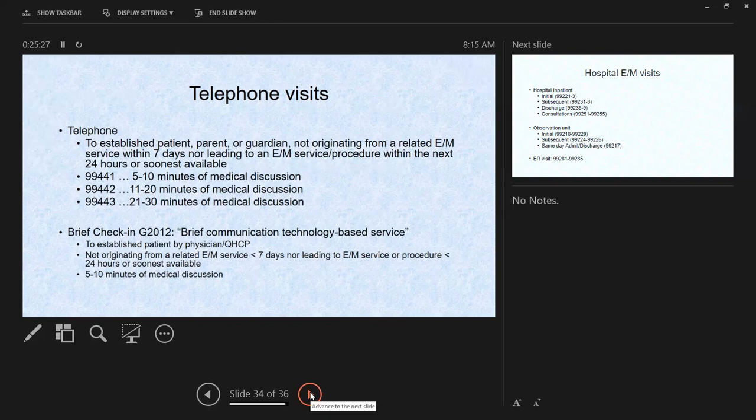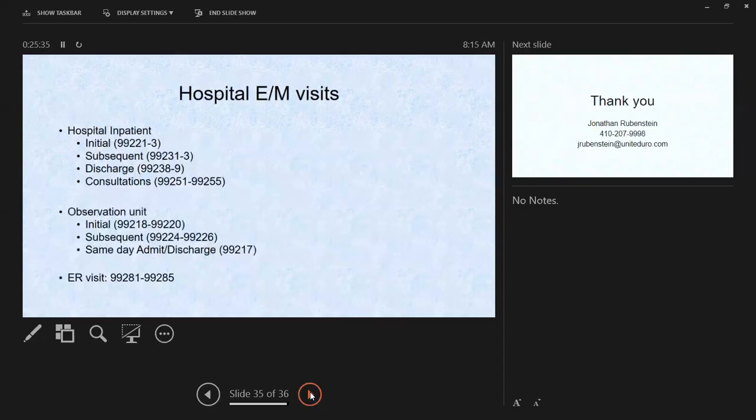There's a similar code that's a CMS only code for a brief check-in. The patient briefly checks in to see if they need to be seen or not, or whether they can be managed as an outpatient.